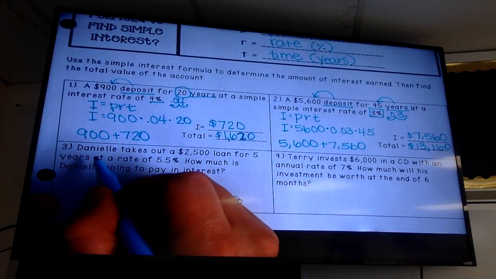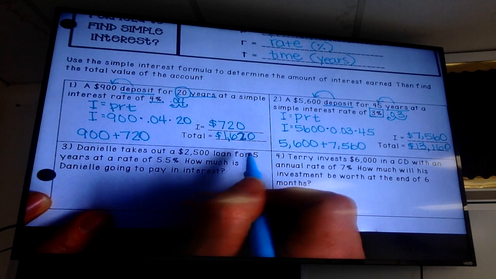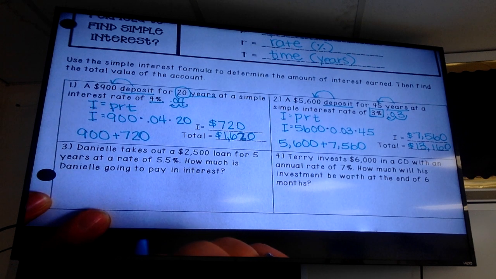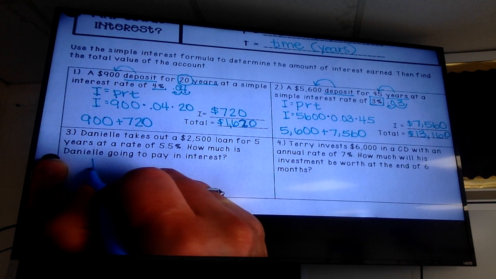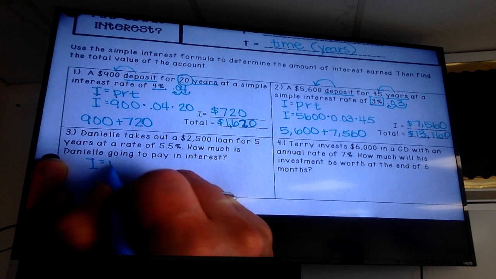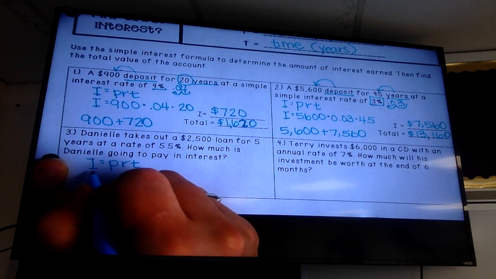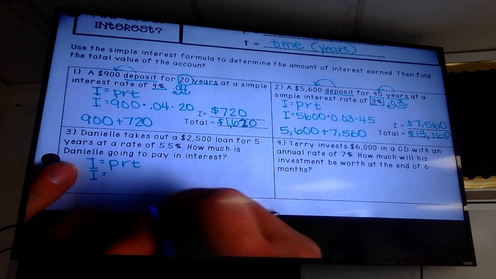All right, let's try another one. Danielle takes out a $2,500 loan for 5 years at a rate of 5.5%. How much is Danielle going to pay in interest? Okay, so I equals PRT. Okay, interest is what we're trying to figure out. We're trying to figure out how much Danielle is going to have to pay back the bank in interest.